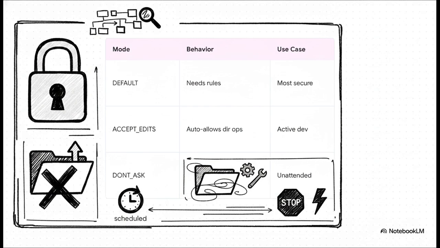Now, accept edits is fantastic for active development because it auto-allows file operations as long as they stay strictly inside your configured working directory. And then we have don't ask. This one is absolutely perfect for unattended scheduled runs because it silently converts any ask prompt into a strict deny, making sure your pipeline doesn't just hang forever waiting for a human to click approve.